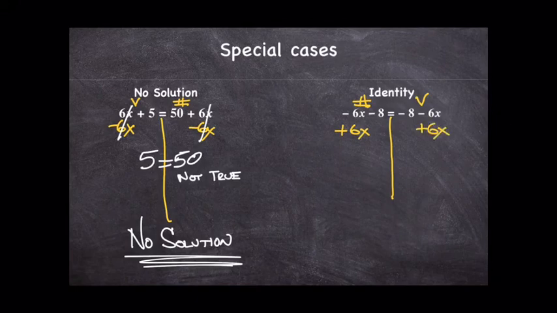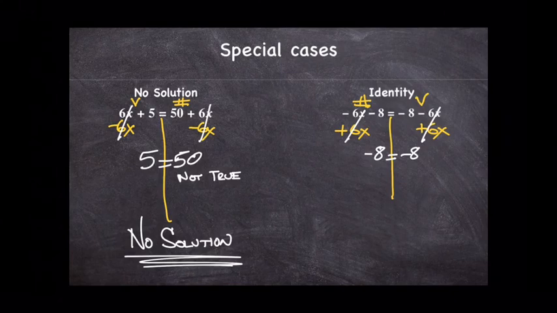So now what I have left here is negative 6x plus 6x, they cancel. Negative 8 equals, I drop my negative 8. And again, negative 6x plus 6x, they cancel. Now, how is this similar to the one before? One more time, our variables got canceled on both sides. Okay? So we are left with no variables at all.